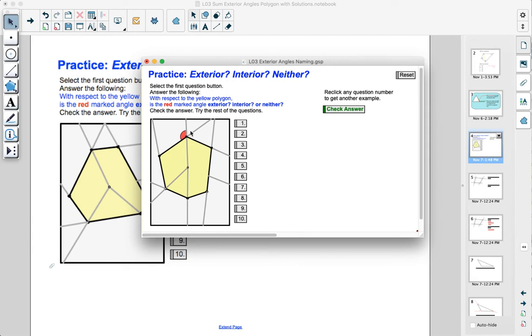It's not going to be equal to an exterior measure, and it won't be equal to an interior. This is a neither. Again, why? It's created by a side in the polygon, but this other arm is not an extended side, nor is it a side in the polygon. That's why this one's a neither.